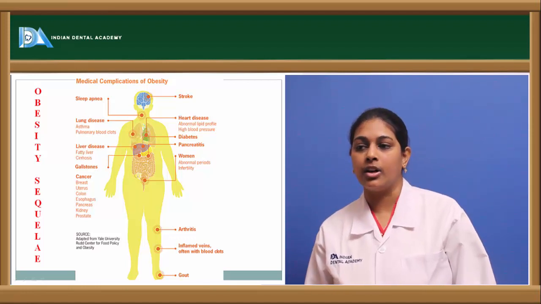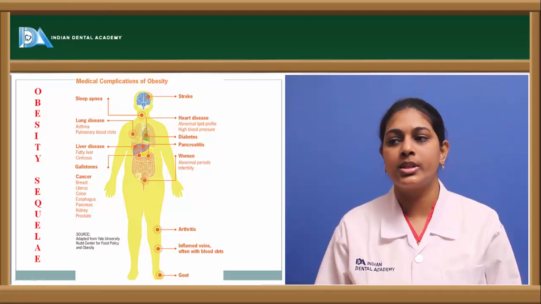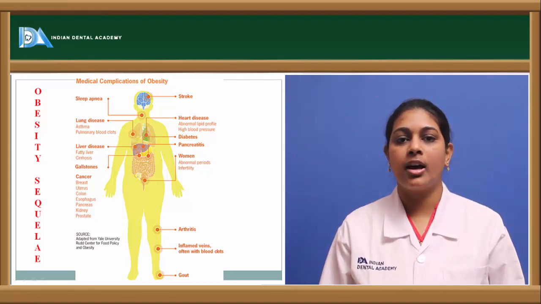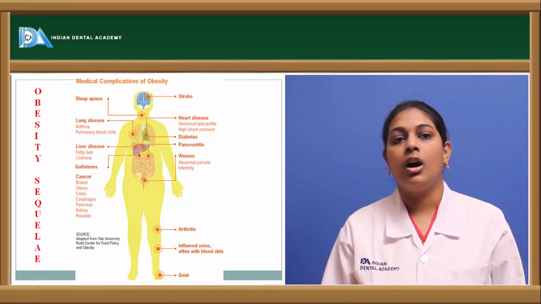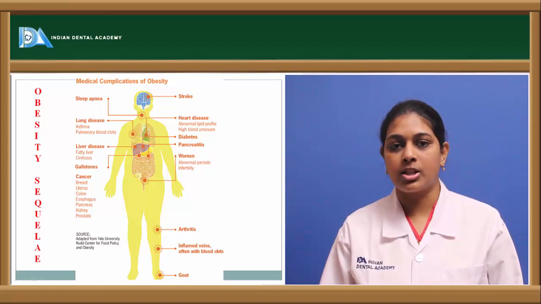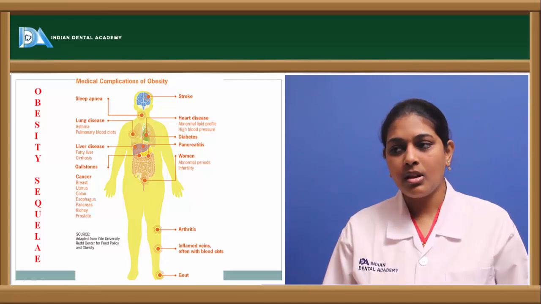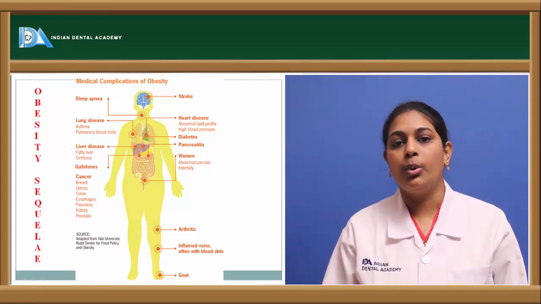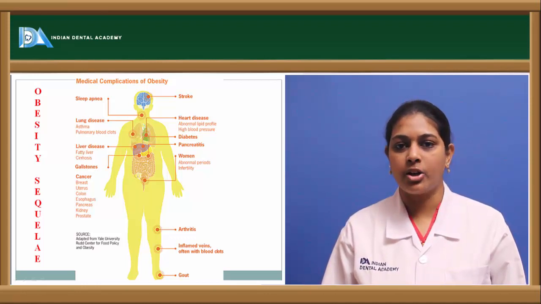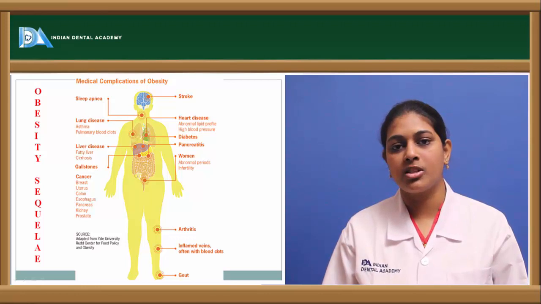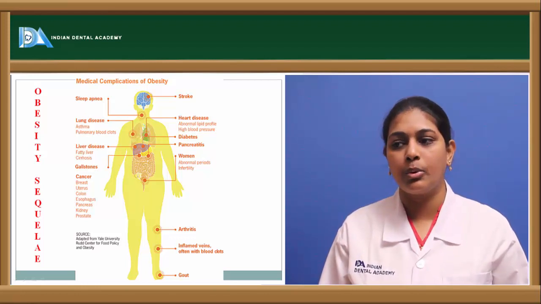And the other condition which we see in obese patients is arthritis. Because of the overweight of the patients, these patients are more prone to wear and tear of the joints, which might result in arthritis in these patients. Other than that, with the presence of blood clots, the patient might also experience thrombosis, and improper treatment for this thrombosis might also result in inflamed veins.